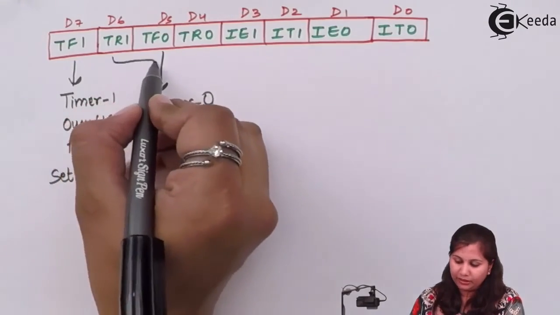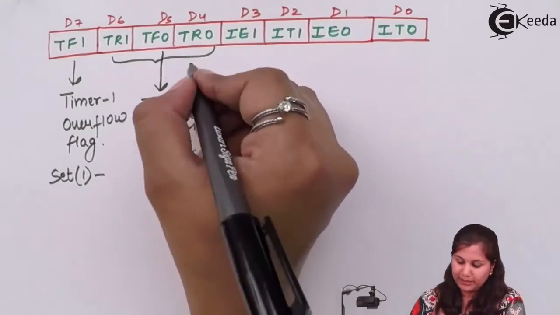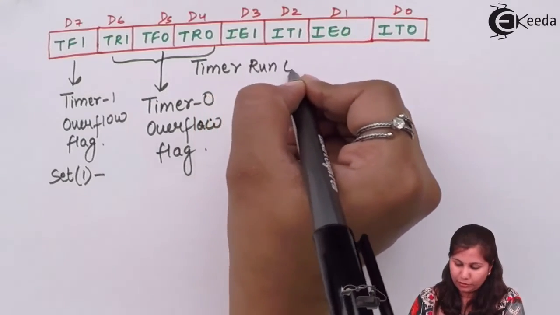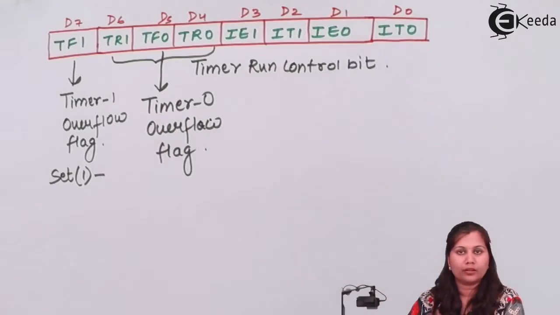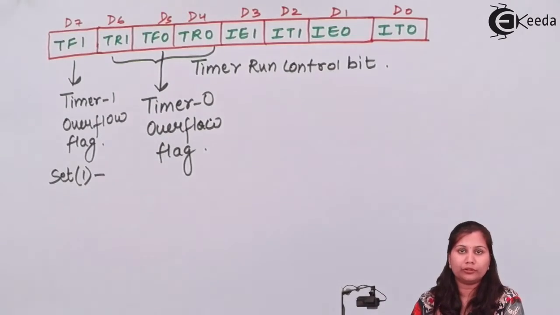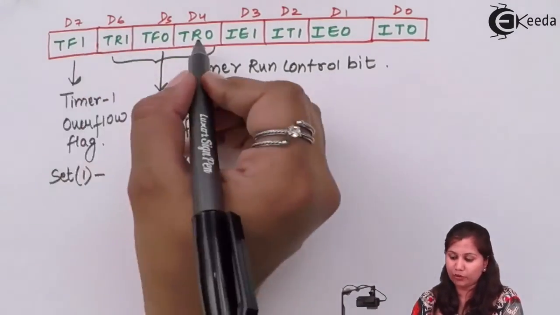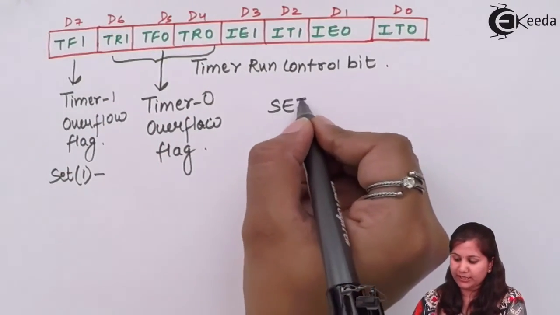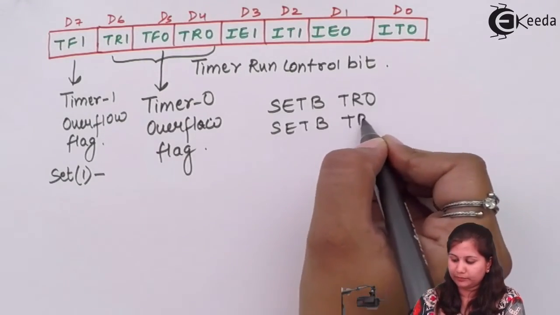Then we have TR1 and TR0. This is for timer 1 and this is for timer 0. These bits are the timer run control bits. They are for starting these timers. If we want to start timer 1, we set this bit. If we want to start timer 0, we set this bit, using the instructions we studied, SETB TR0 and SETB TR1.